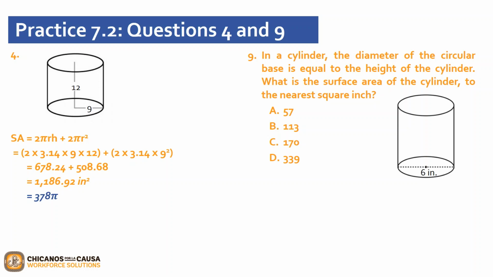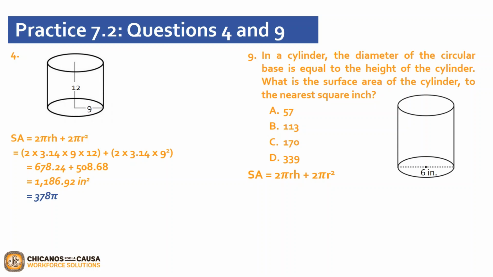So here we have a cylinder with a diameter of 6 inches. The surface area formula is 2 times pi times radius times height plus 2 times pi times radius squared. Well, in this case, we were given the diameter. We were not given the radius. However, the radius is half of the diameter. Therefore, the radius in this case is 3, because 3 is half of 6.